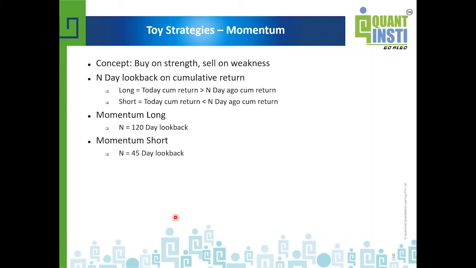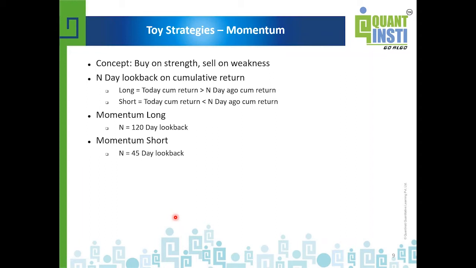So here we go. Let's jump into the toy strategies. For the momentum concept, we're buying on strength and we're selling on weakness. So if the market is going up, we want to buy high, sell higher to close the position. And if the market is going down, we want to short low, cover lower. So we're going in the direction of the market, and the signal is very, very simple. We're using an N-day look back on the cumulative return. We go long if today's cumulative return is greater than N days ago cumulative return, and we go short if today's cumulative return is less than N days ago cumulative return.